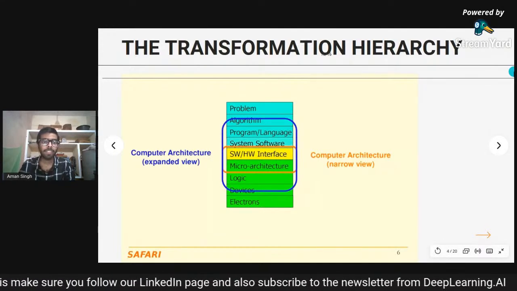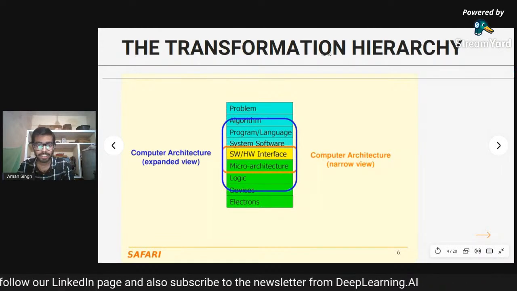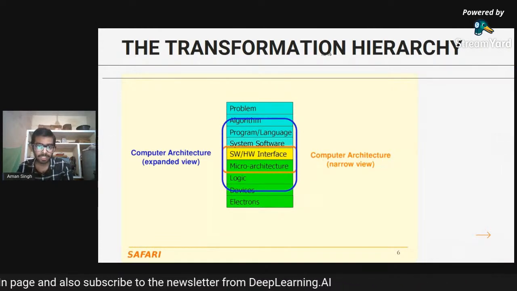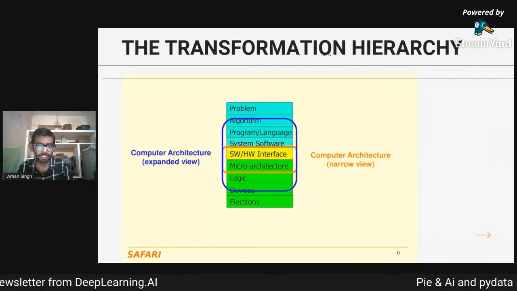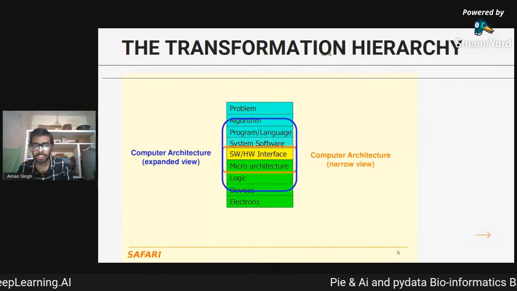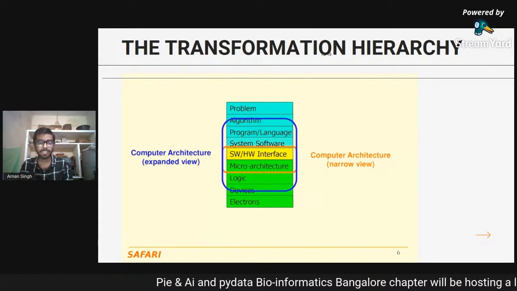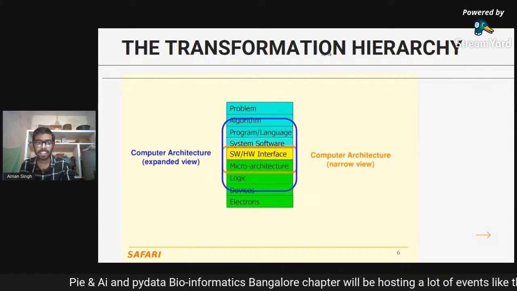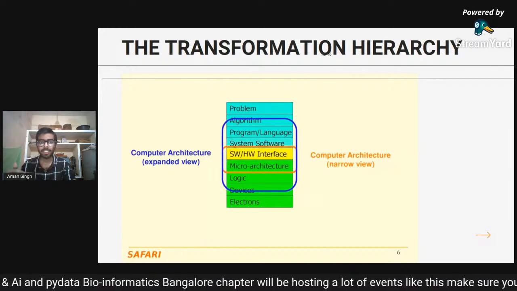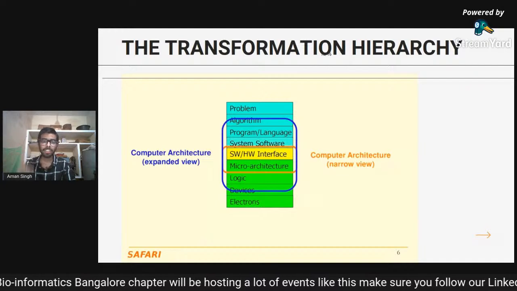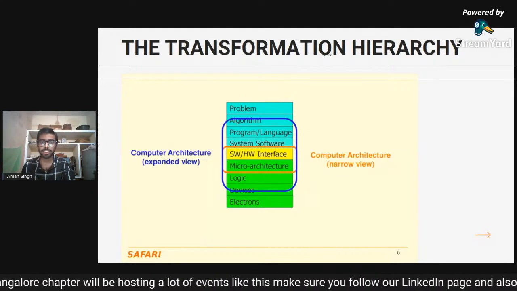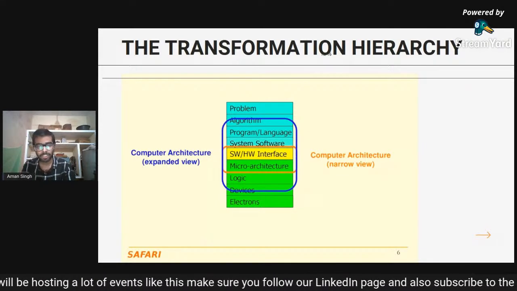Therefore, the parts we have to study are the software-hardware interface and microarchitecture. This belongs to the computer architecture zone. But we cannot create computer architecture designs without studying the top level and the bottom level, because it connects them. Therefore, it should be practically feasible also.